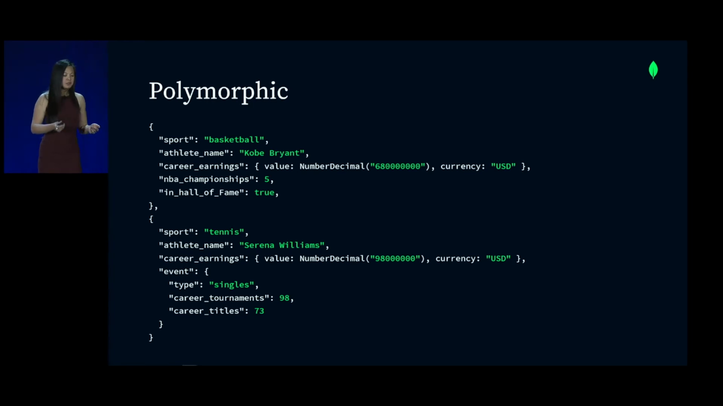You're going to have some similar fields like what the name is, what the sport is that they played, and maybe the career earnings that they have earned. But depending on what sport they have played, sometimes that warrants other fields. So in Kobe Bryant's case, he has the number of NBA championships he has won, and if he's in the Hall of Fame or not. Whereas Serena Williams has slightly different fields because she's played tennis. The fields in basketball don't apply to her, naturally.